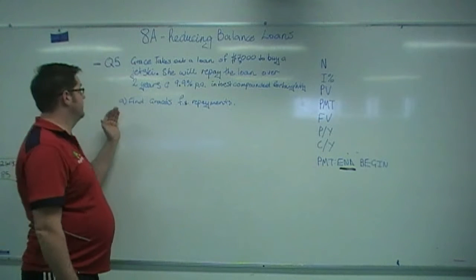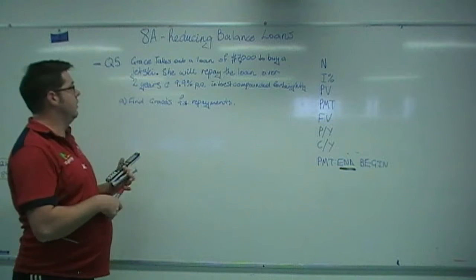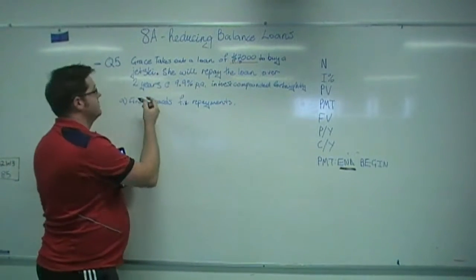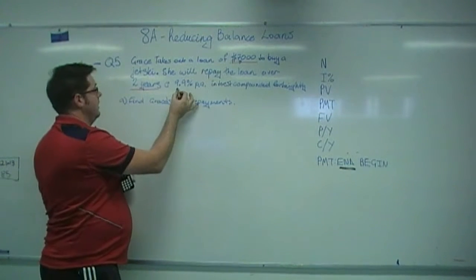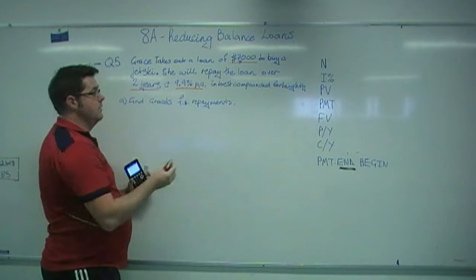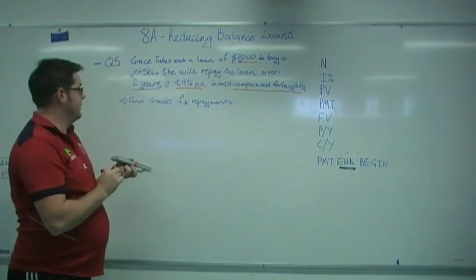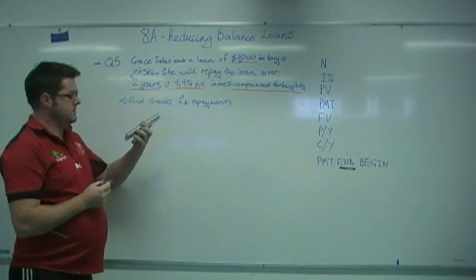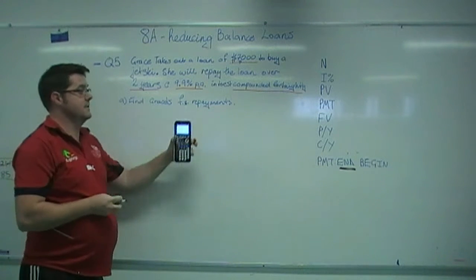Okay, so now let's turn our attention to question 5. Here we have Grace, who takes out a loan of $7,000 to buy a jet ski. She'll repay the loan over 2 years at 9.9% per annum, with interest compounded fortnightly. And what we need to do is find Grace's fortnightly repayments. So this is another job for the TVM calculator. So let's look to put these numbers in.